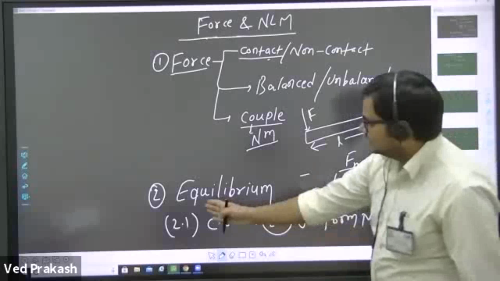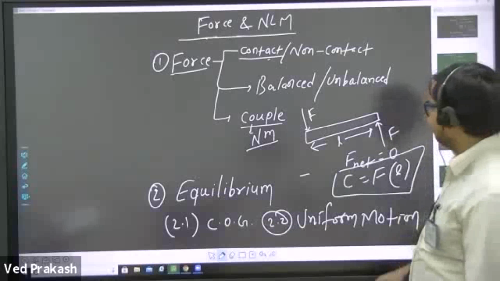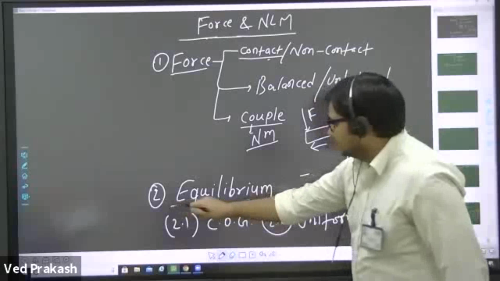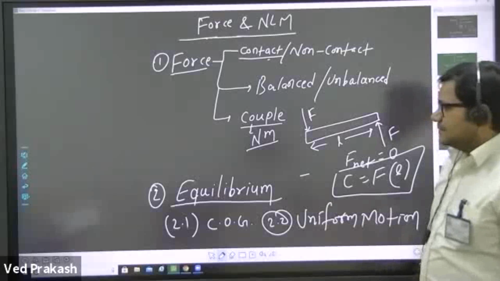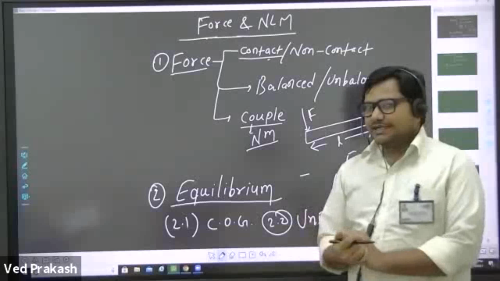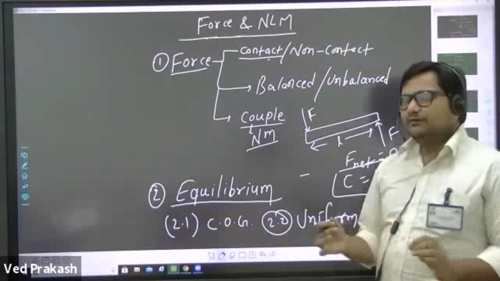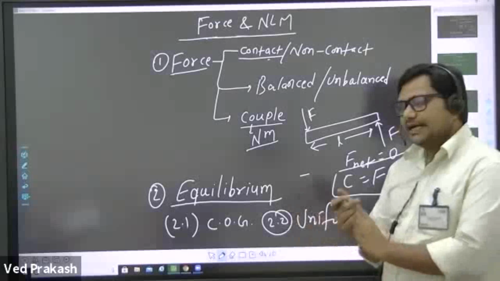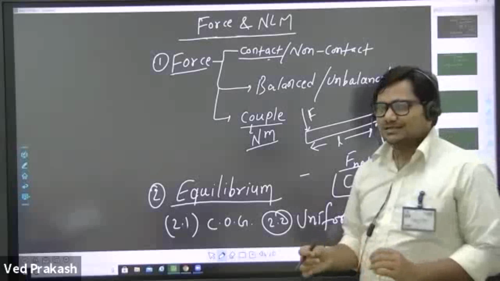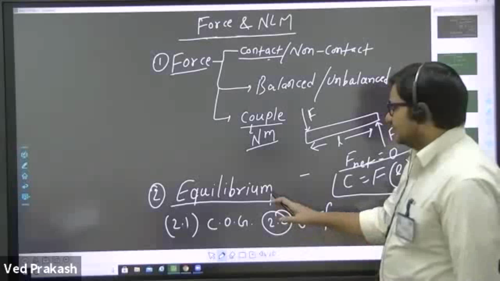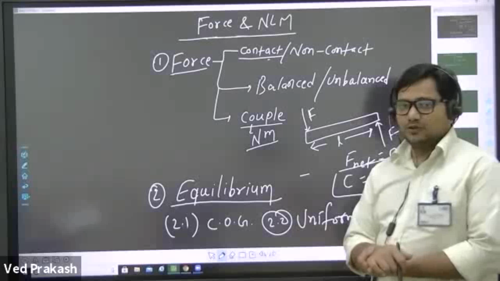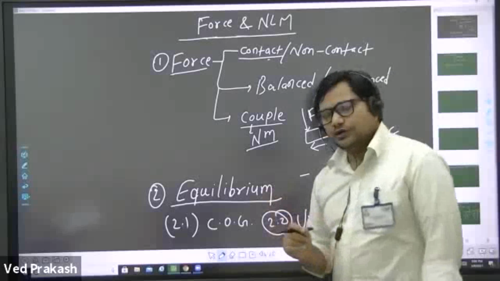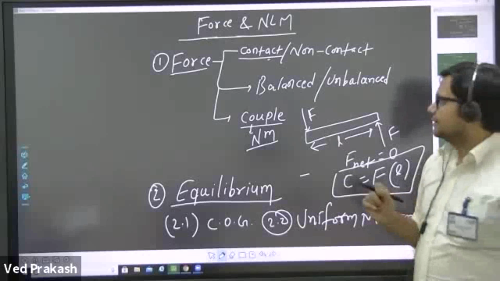So now we will learn what is equilibrium. In physics, we say any object is in equilibrium if the net force acting on that object is zero, or all forces acting on any object are balanced. There are two kinds of equilibrium: translational equilibrium and rotational equilibrium. For translational equilibrium, the net force on any object must be equal to zero.